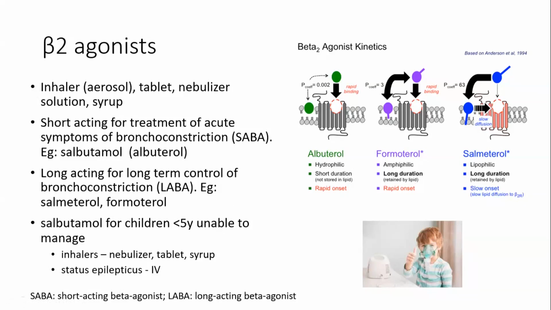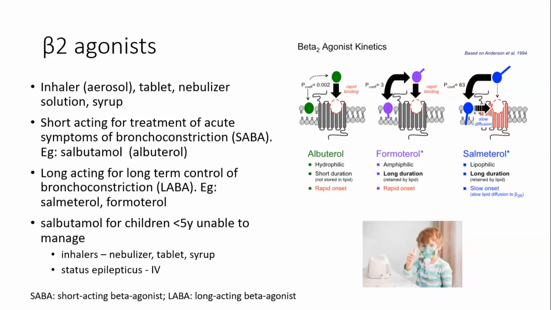Hydrophilic tu maksudnya dia lebih tend to attract to water ataupun dia boleh dissolve in water. Okay, and then this albuterol they have short duration. Okay, biasanya not stored in the lipid and rapid onset. So biasanya bagi masa acute lah, acute attack boleh bagi albuterol.